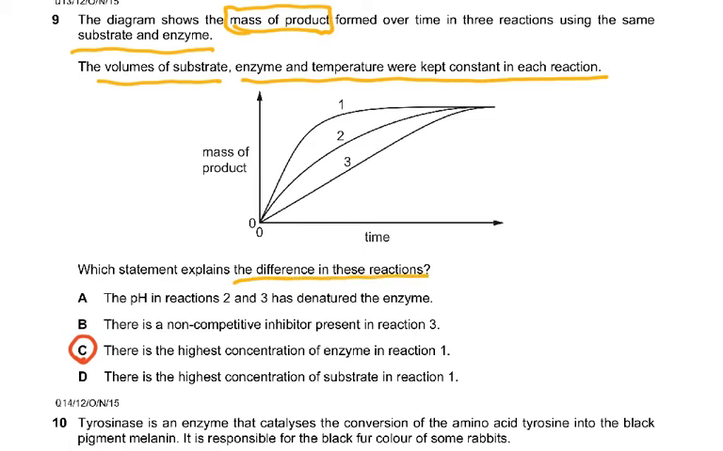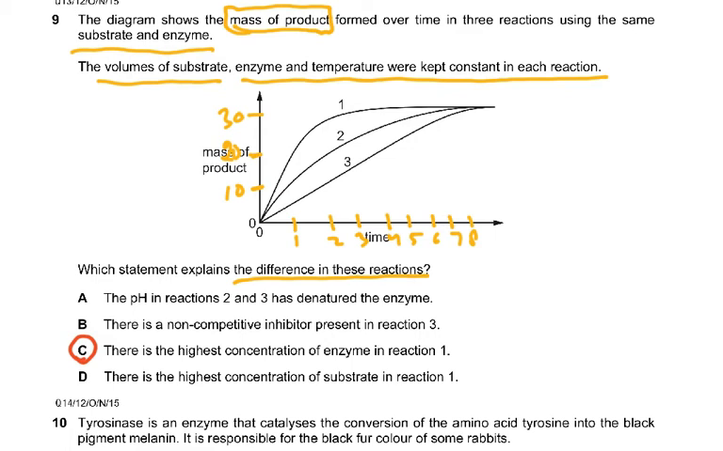Now again, put some figures here. 1, 2, 3, 4, 5, 6, 7, 8, something like this. So you can put 10, 20. Mass of product, now put that here, 10, then 20, then 30, and so on. Or you could put anything. You can put 5, 10, 15 as well. So it says, which statement explains the difference in these reactions?